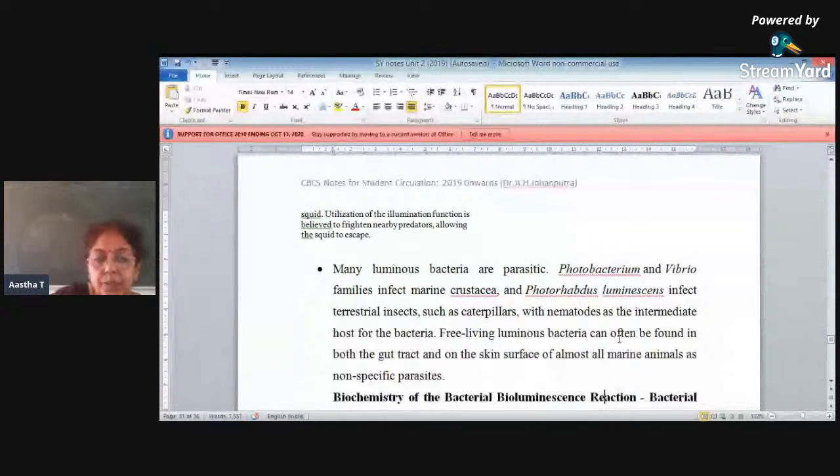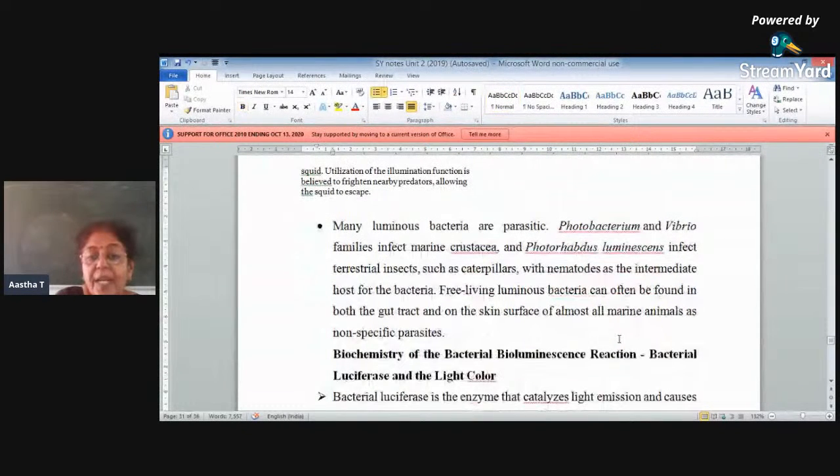But some luminescent bacteria are parasitic and they can permanently infect that fish. For example, Photobacterium and Vibrio, as well as Photorhabdus luminescens. So Photorhabdus luminescens usually attacks the terrestrial insects such as caterpillars and nematodes.